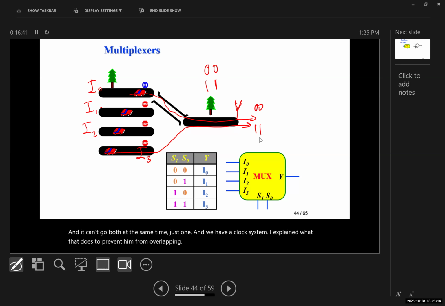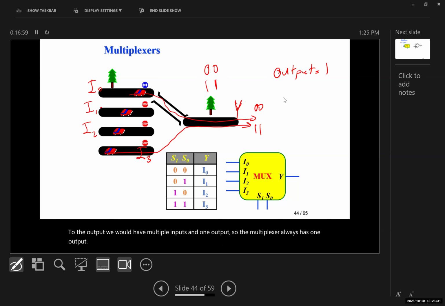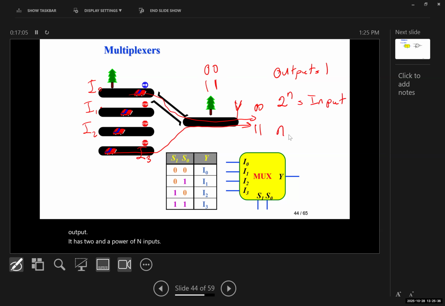So a multiplexer is to coordinate the input to the output. We would have multiple inputs and one output. So the multiplexer always has one output. It has 2 to the power of n inputs, and it will have n selects. Okay. So in this particular case, we have 2 selects. So 2 to the power of 2 would be 4 inputs, and always it has one output.